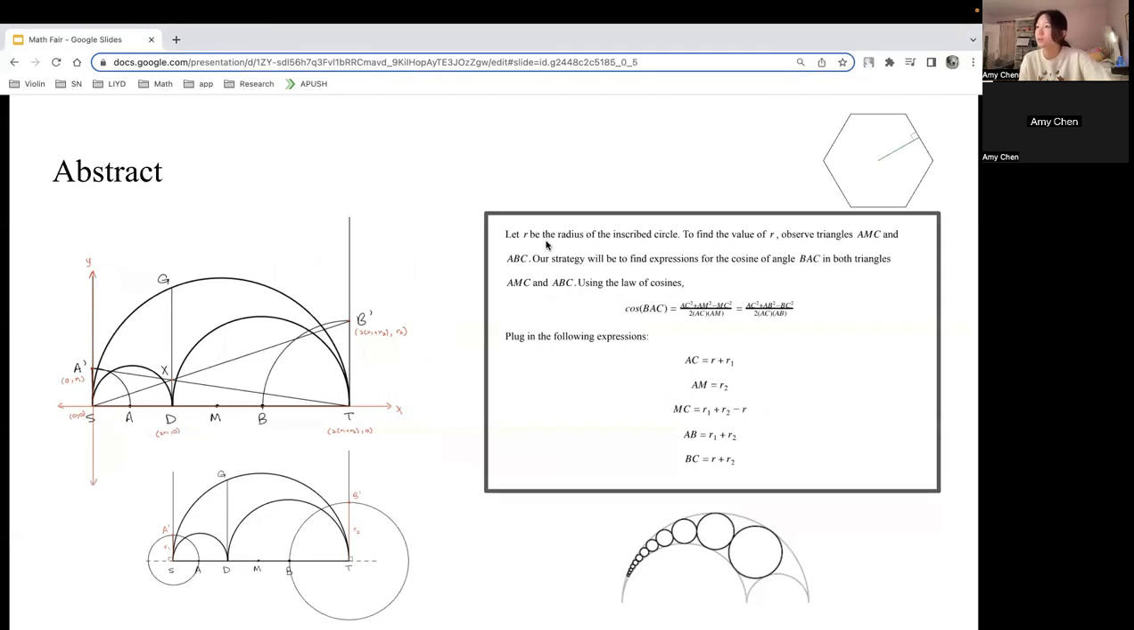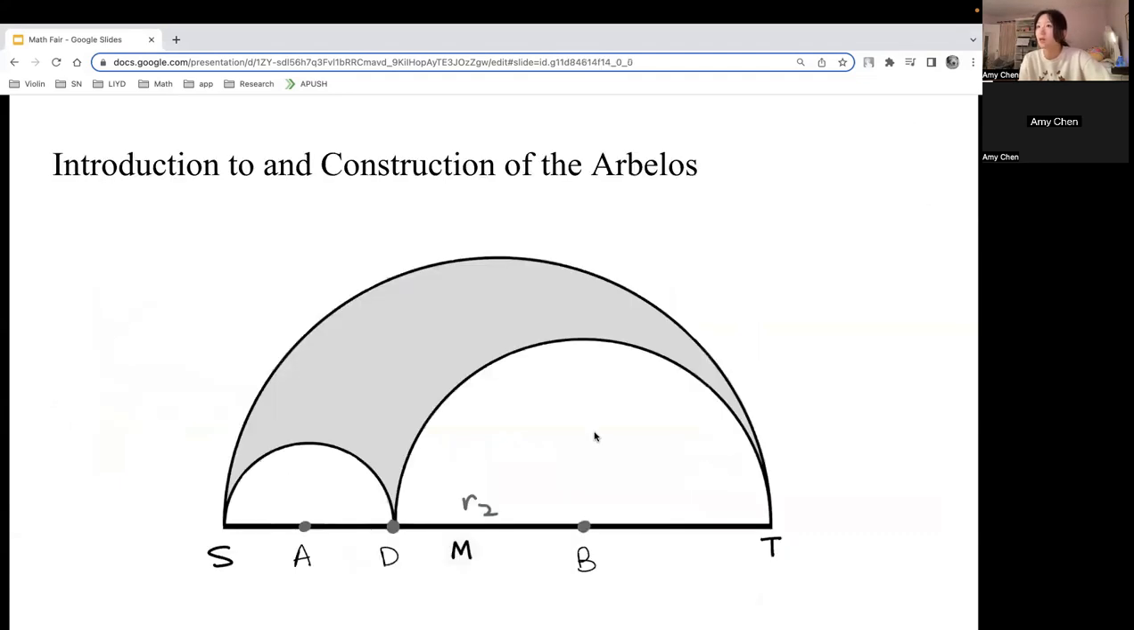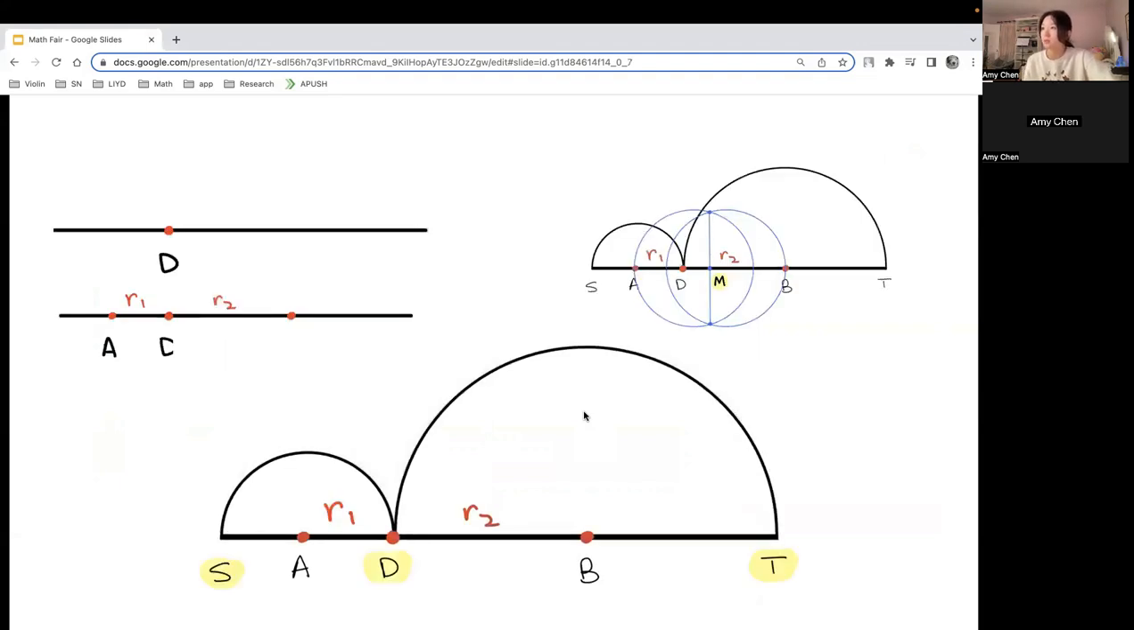The simple sketch will yield startlingly beautiful results and leaves unanswered questions such as the arc formed from the centers of infinite circles. The Arbelos is simply a combination of three semicircles, and first we will introduce and construct the Arbelos. To construct the Arbelos, begin with a segment.